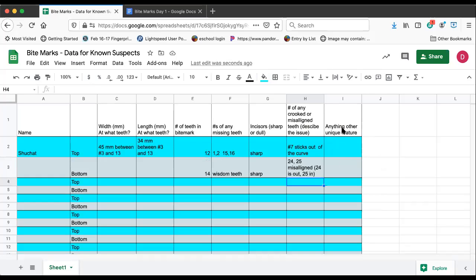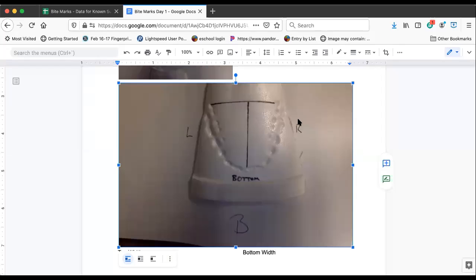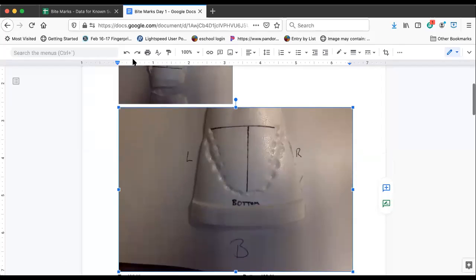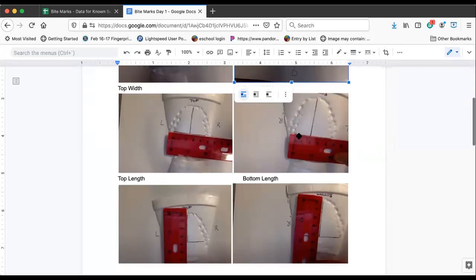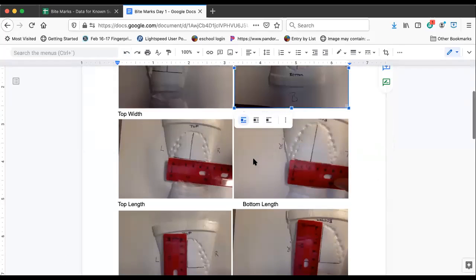Okay, anything other unique, we're going to skip that. That's nothing. So let's go back to our last two measurements, and then I'll stop talking at you. Okay, the width and the length. Here we go, bottom length. Uh-oh. Why does it say length? That's supposed to be, oh, okay. This thing was in the way. I was afraid I screwed up. All right, let's go look at the bottom width picture.